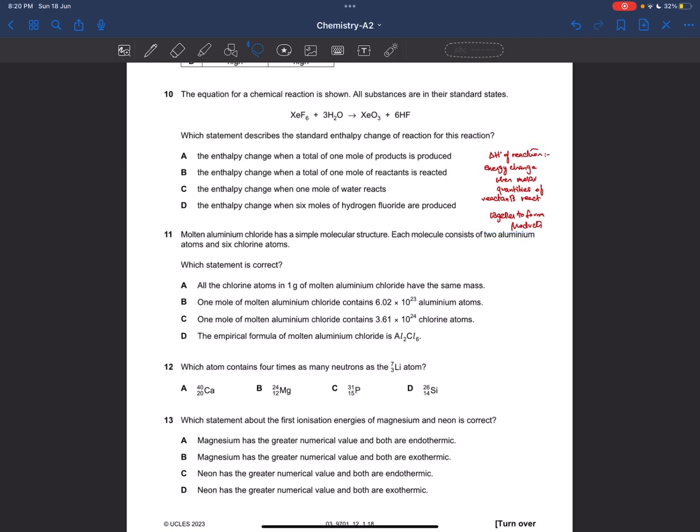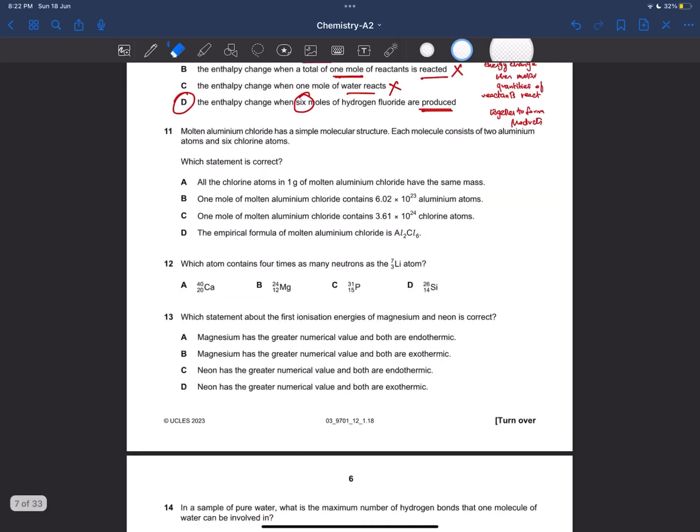Which statement describes the standard enthalpy change of reaction for this reaction? Let's look at the options. The enthalpy change when a total of 1 mole. It's giving a quantity of 1 mole, that's completely wrong, not 1 mole. When the molar quantities react together to form a product. The enthalpy change when a total of 1 mole of reactants is reacted, no. The enthalpy change when 1 mole of water reacts, no. The enthalpy change when 6 moles of hydrogen fluoride are produced, no. When molar quantities are produced, okay. So this would be 11.